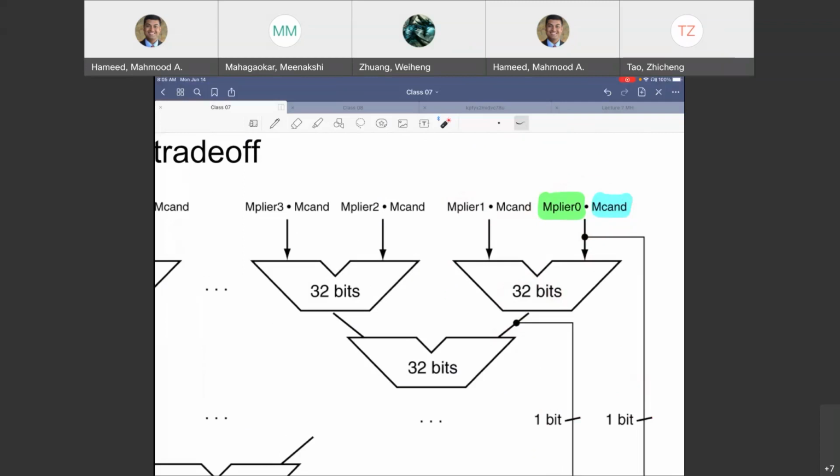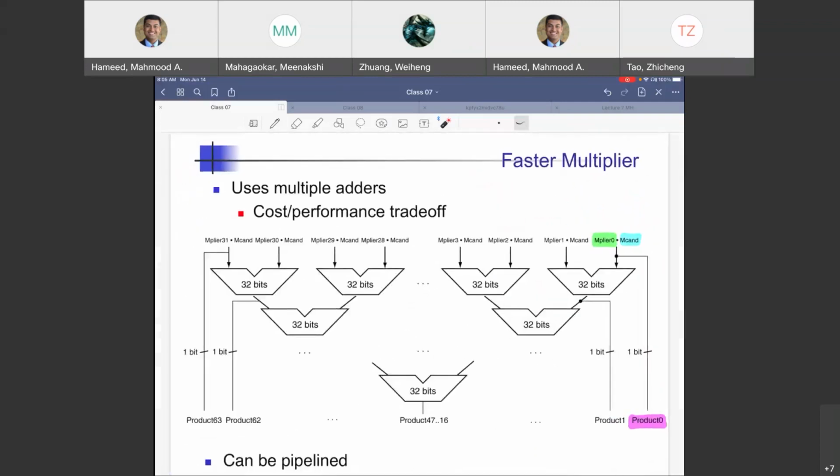So what is essentially happening? You have all your multiplier bits. You see this multiplier 0, multiplier 1, 2, 3, all the way to 31. So you have in green all your 32 bits of the multiplier. They are each getting ANDed with the multiplicand, the entire multiplicand, to produce a 32-bit number. Those are being fed into adders.